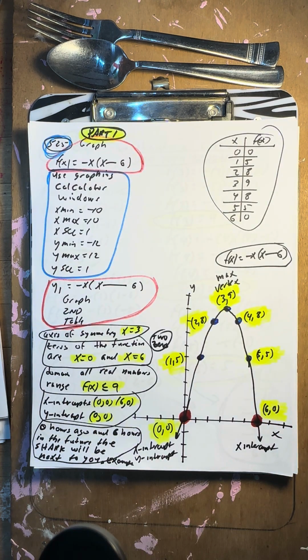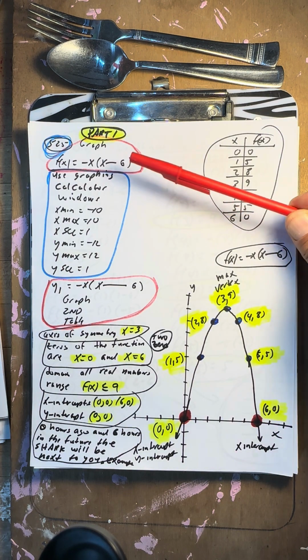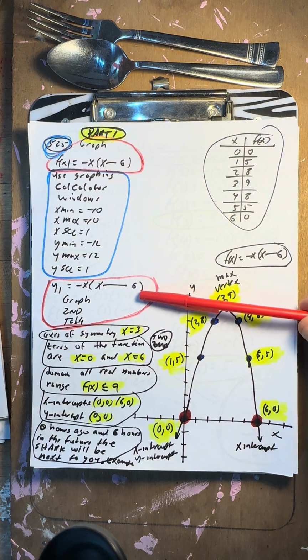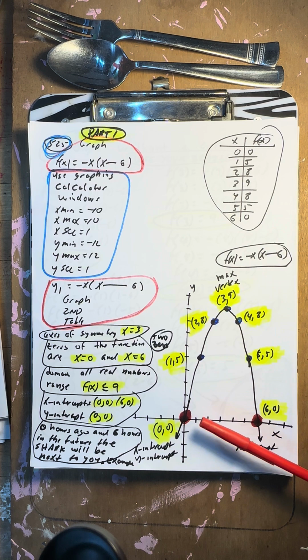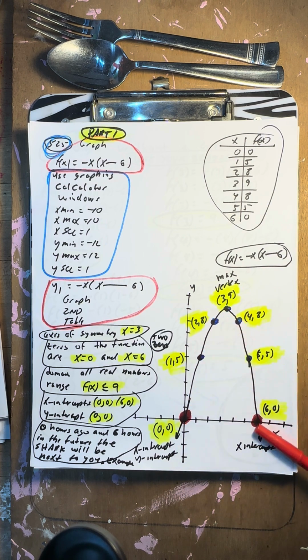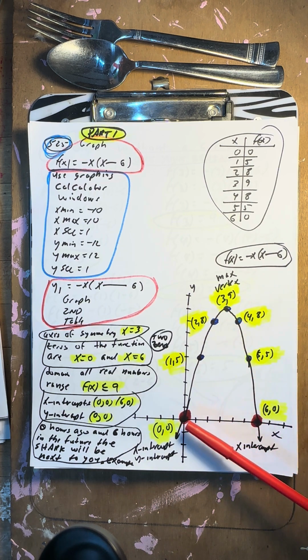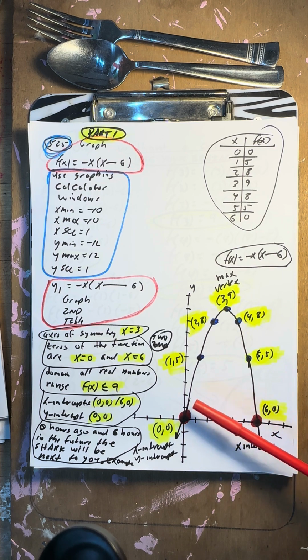Graph this one, same thing. Put it in your calculator. This is exactly like this. Okay, you're going to get these points. Once you get these points on the machine, you put them in there, and you're going to end up with a graph that looks like this. It's 0, 0, 1, 5, 2, 8, 3, 9, 4, 8, 5, 5, and 6, 0. X-intercepts are right there. See them? X-intercept, x-intercept, and also this is the y-intercept at the same time.